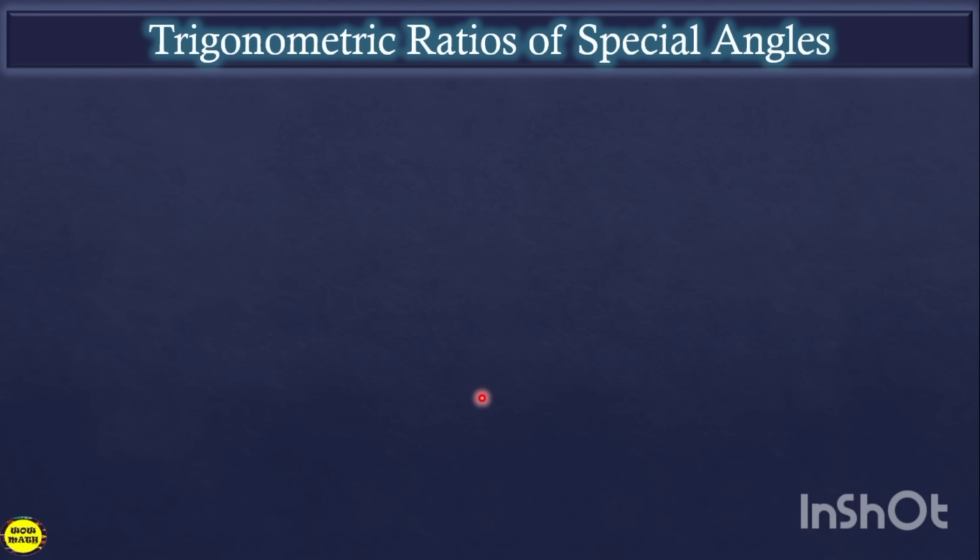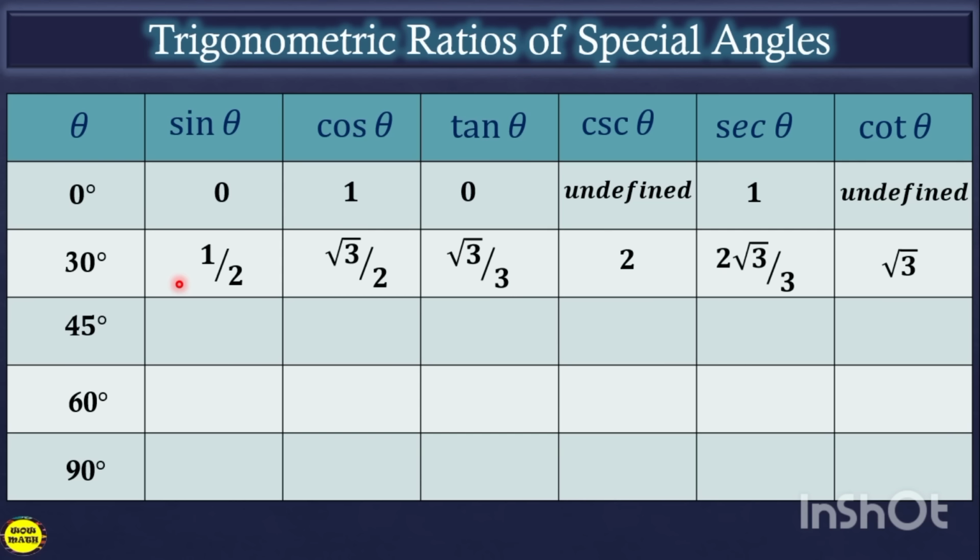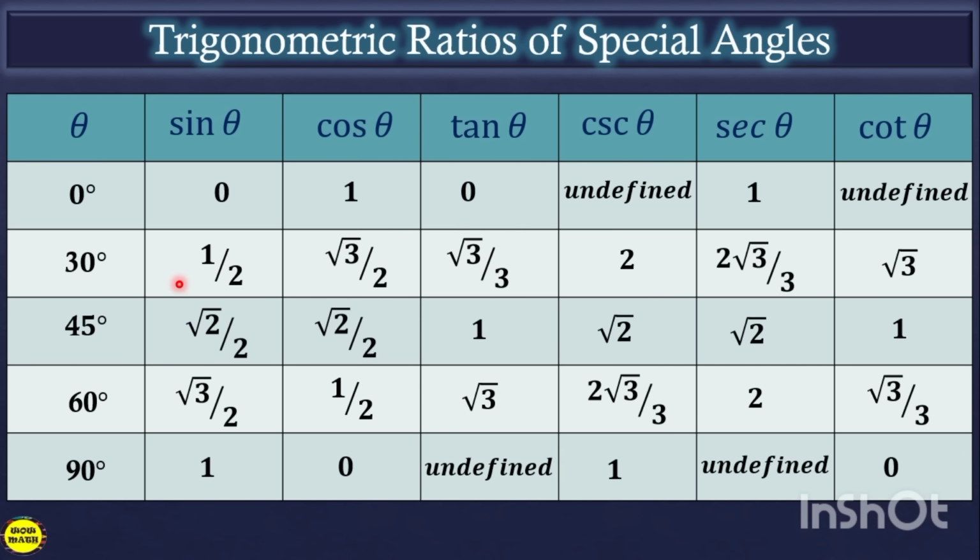So, in trigonometric ratios of special angles, we have the 0 degree. Ito po yung mga hinanap natin kanina. 0 degree, 30 degrees, 45 degrees, 60 degrees, and 90 degrees. So, ito po yung ating summary. Ito yung mga nakuha po natin kanina.